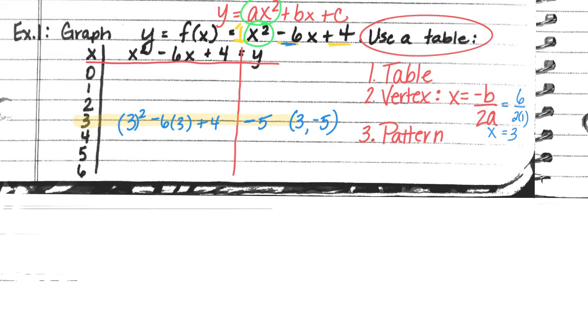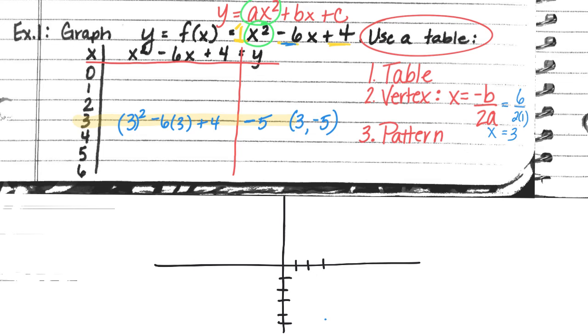If I was to graph this, the first thing I'm going to graph is at +3, -5, I'm going to graph a point here. And all these parabolas have a pattern. The pattern is over 1, up 1, over 1, up 3, over 1, up 5, over 1, up 7, etc., etc. So notice all these ups go by odd numbers.